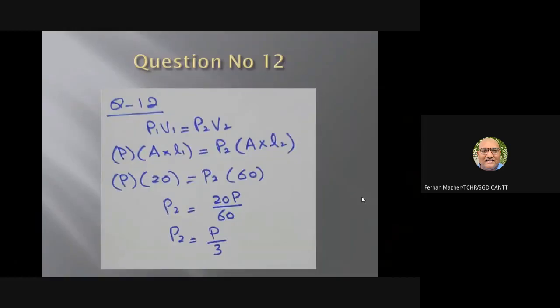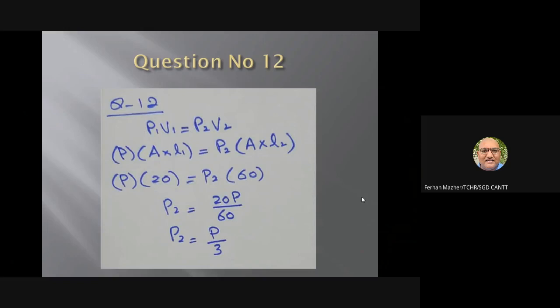P1 V1 equals P2 V2. P1 is P, volume 1 will be area multiplied by length 1, equals P2, which is the question, and the area of the cross section will still be the same, A, multiplied by the length of the column L2. A and A will be cancelled from both sides. P1 is P, L1 is 20, equals P2, the question, and L2 is 60.